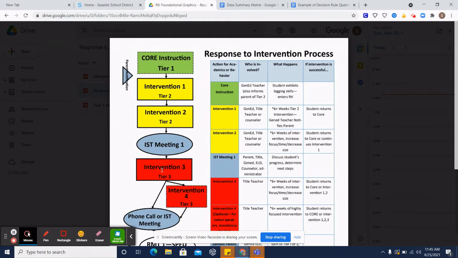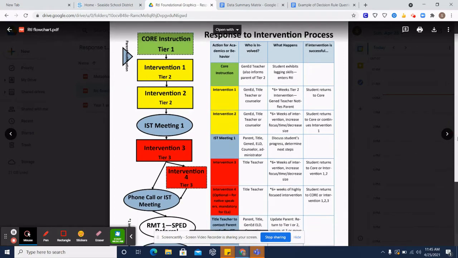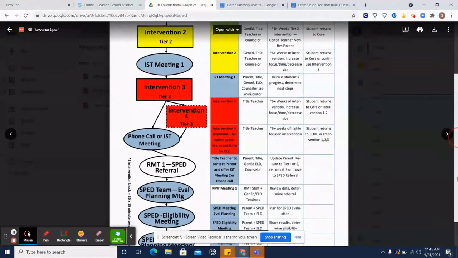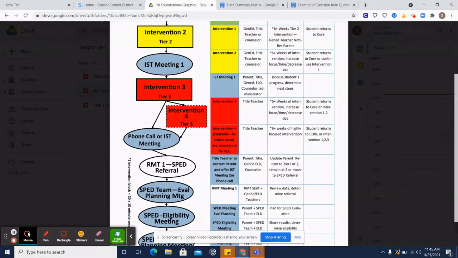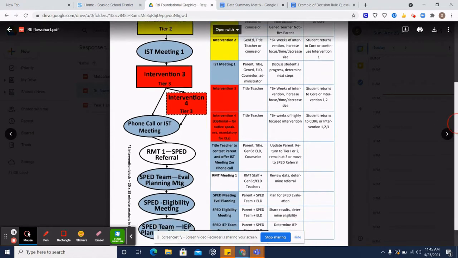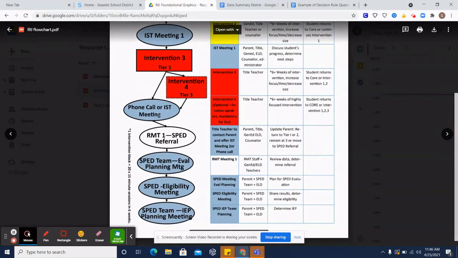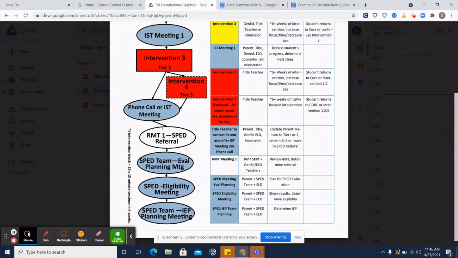It's possible that non-ELD students at that point in time who are continuing not to make progress then might be involved in another IST meeting, which might lead to what's called a referral management team meeting or a special education referral. But non-ELD students always have to have at least one more intervention, one more try, one more 6-week minimum attempt at intervening. Because we know that once a student gets to this point, it's very possible that they then get referred on.